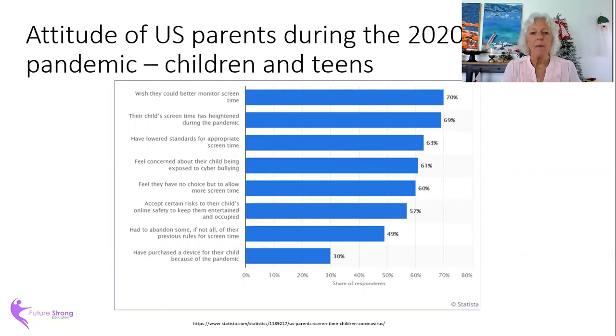There's 30% of parents who have purchased some sort of screen for their children in 2020, and that's probably because of the need for the online schooling. But you can see that a lot of the parents there have a great concern about the child being exposed to cyberbullying. There's 61% there that are worried about that. There's others that want to decrease the amount of time their children are spending on screens, but of course it hasn't been possible in 2020.